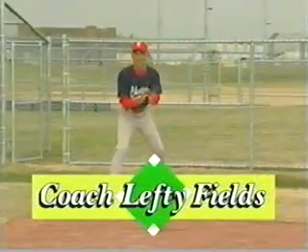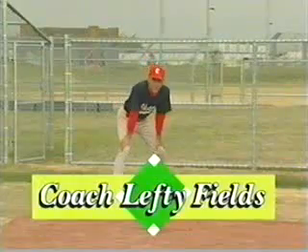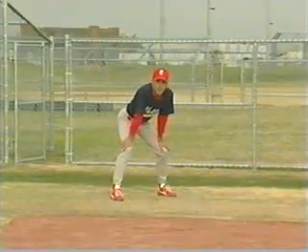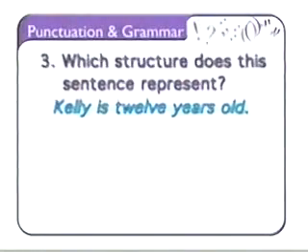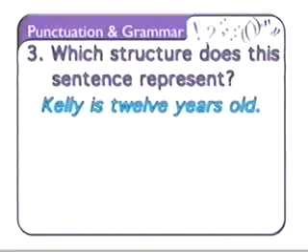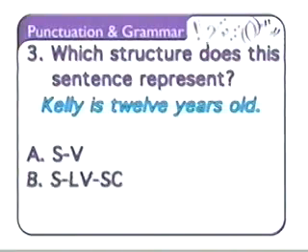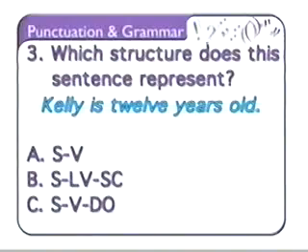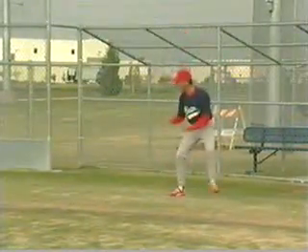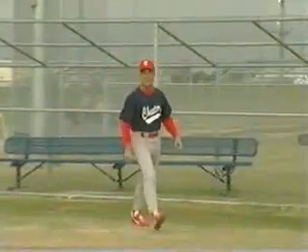All right, good job now, good job, good job. We're still in this thing now, but we got to get that next question. Which structure does this sentence represent? Kelly is 12 years old. A. Subject, verb. B. Subject, linking verb, subject complement. Or C. Subject, verb, direct object. Come on, come on, come on, go, go, go! All right, we are back in this game. So write down that answer.